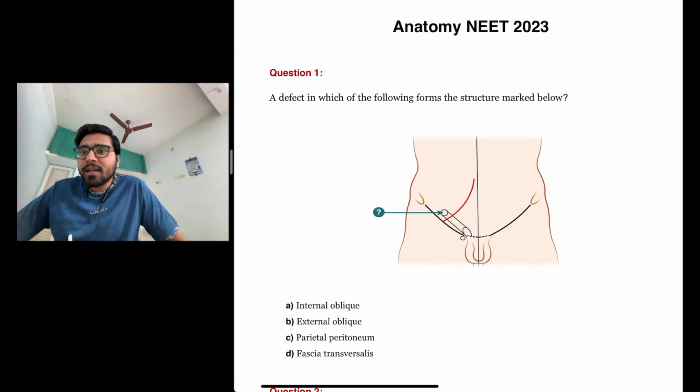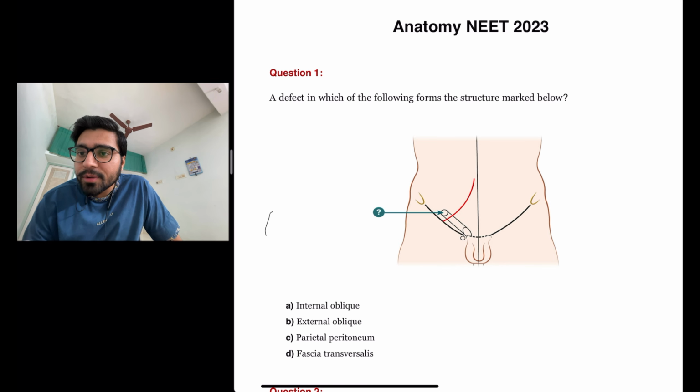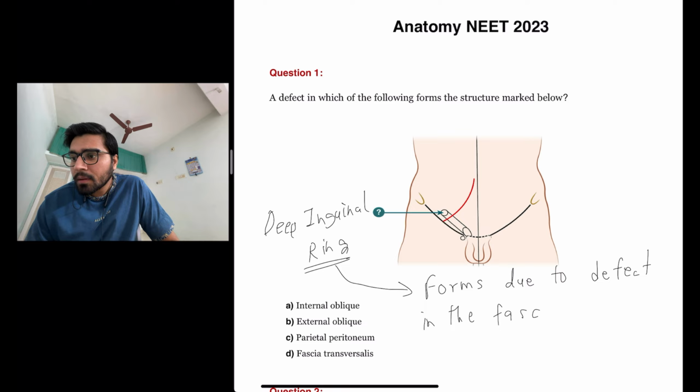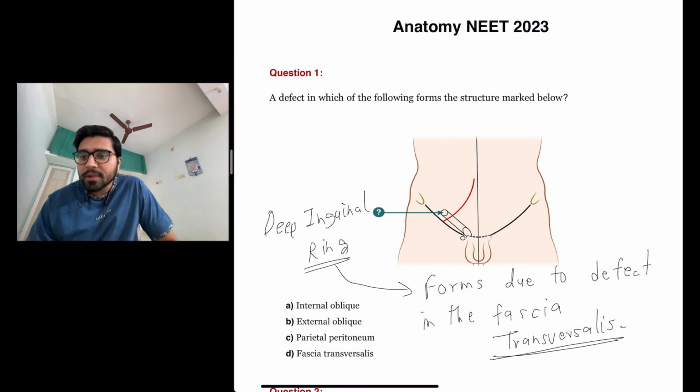So the first question is: a defect in which of the following forms the structure marked below? The structure marked below is deep inguinal ring. Deep inguinal ring forms due to a defect in the fascia transversalis. So the answer here is D, fascia transversalis.